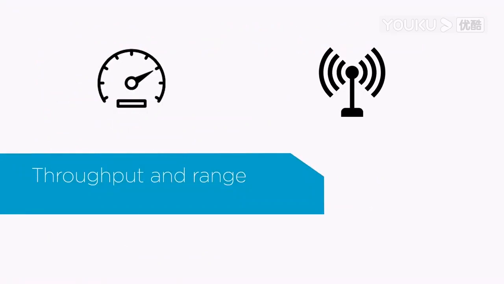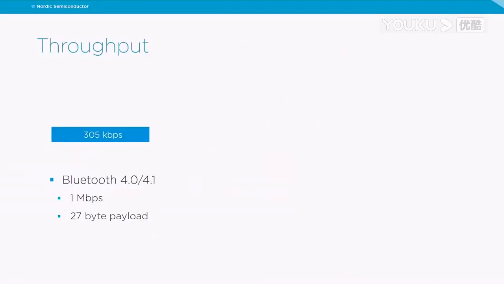Then I want to say a few words about throughput and range when it comes to Bluetooth Low Energy. So in the first specifications, in 4.0 and 4.1, you had the 1 megabit per second data rate, and you could have a 27-byte payload in each packet. With this, you could achieve up to 305 kilobit per second if you use the entire radio time.